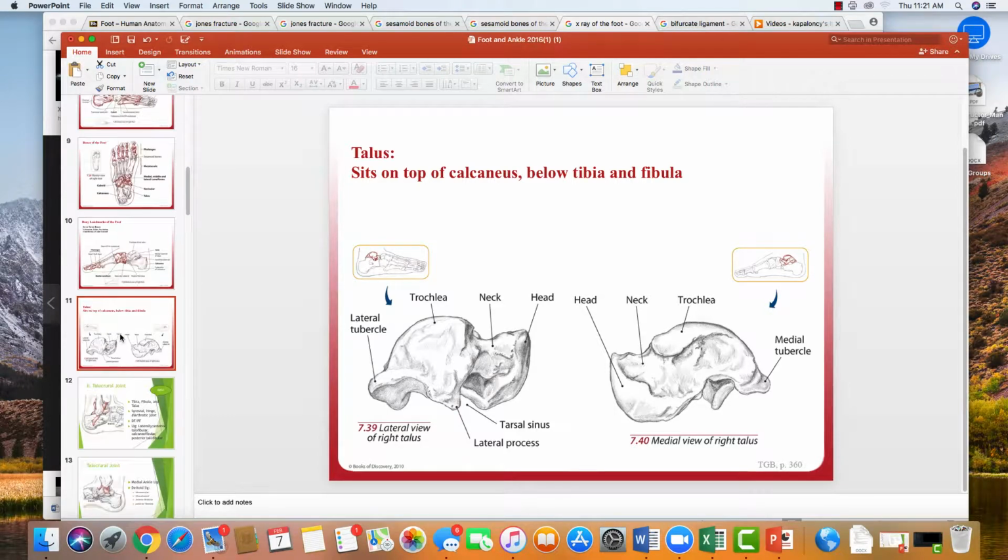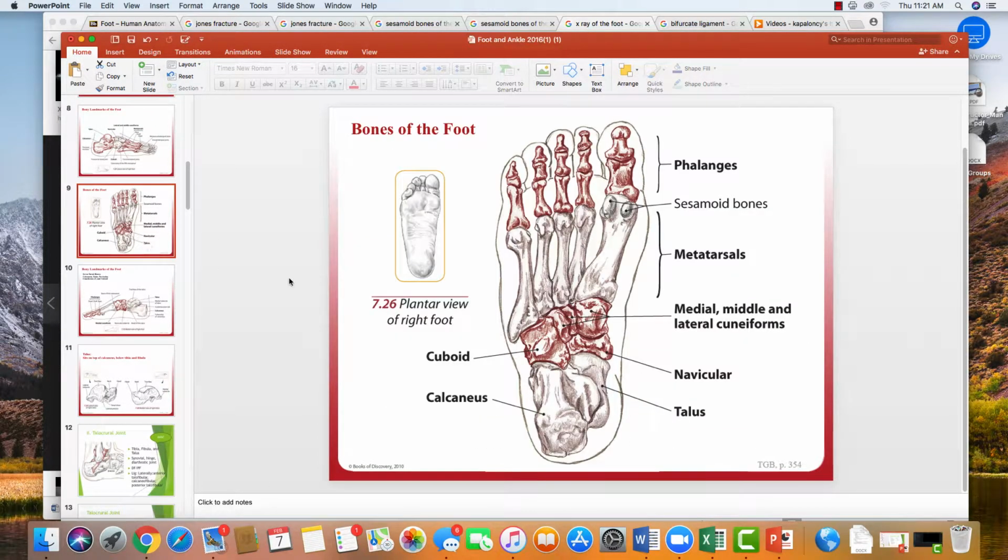Oh, the one bone. Hang on, I'm going to scoot back up to this one. One bone I didn't talk about. So there's 26 bones in the foot, and that includes the calcaneus and talus. But we've got these little guys right here, and these are not technically grouped in when we talk about how many bones the foot has, but these are sesamoid bones.